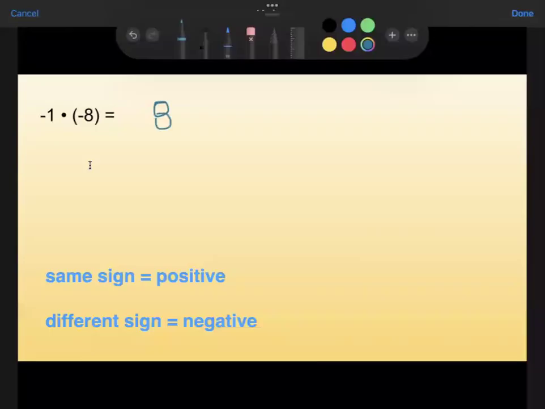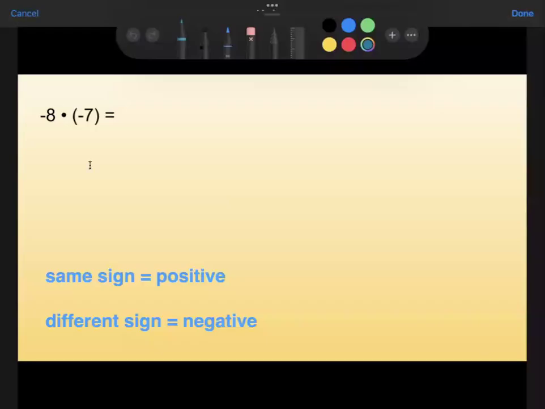The same would be for division. So if we were taking -8 and dividing it by -1, we would also have a positive answer there since they're both negative. And then 8 divided by 1 is 8. So that's how we multiply and divide integers.